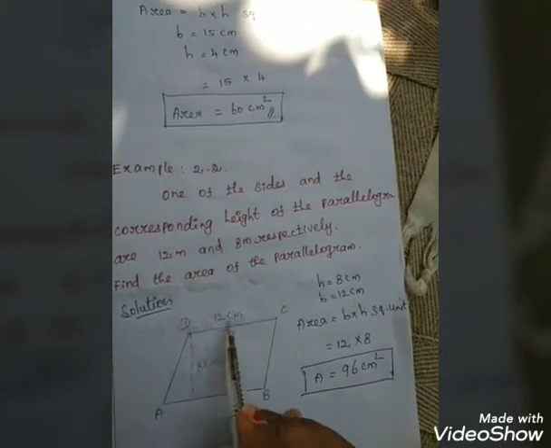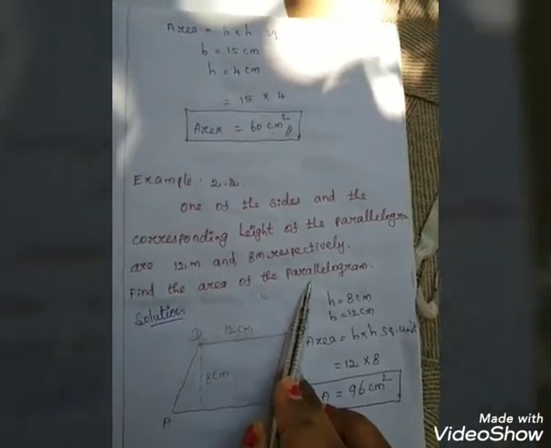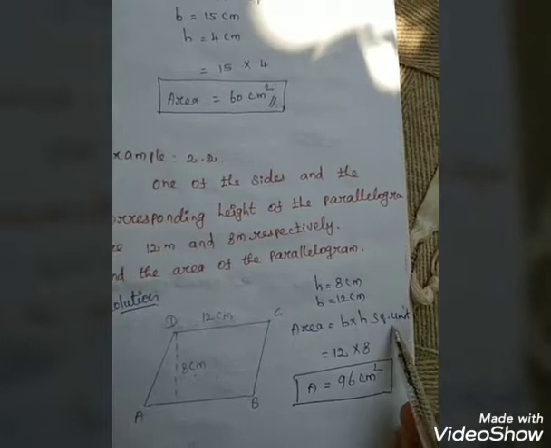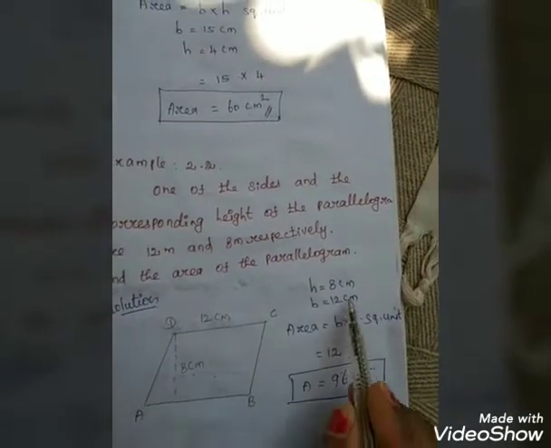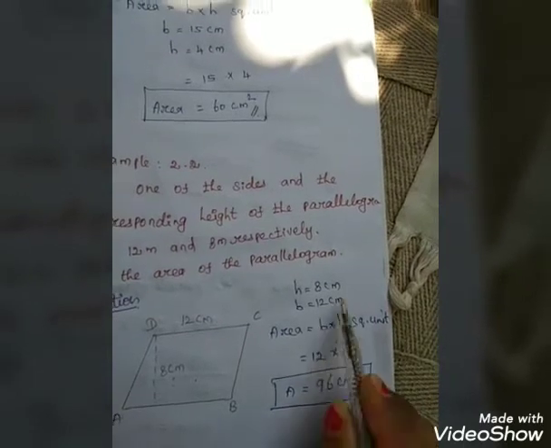So here base is 12 cm, height is 8 cm. Find the area of the parallelogram. Already know the formula. Area of the parallelogram is equal to base into height square unit. Height is 8 cm, base is 12 cm.